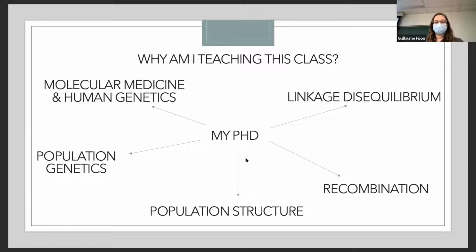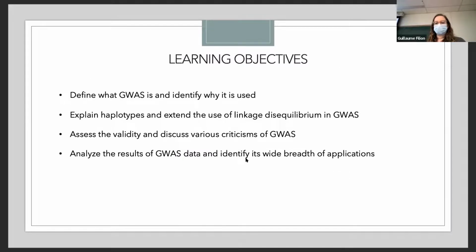So with that being said, let's get started with our learning objectives for today. Our first learning objective is to define what GWAS is and identify why it's used. The second is to explain haplotypes and extend the use of linkage disequilibrium in GWAS. The third is to assess the validity and discuss various criticisms of GWAS. And the fourth is to analyze the results of GWAS data and identify its breadth of applications.